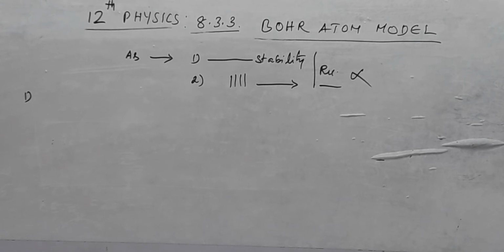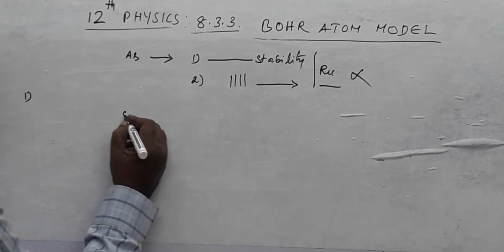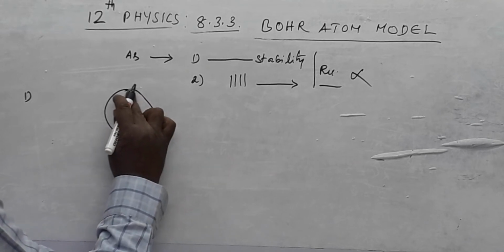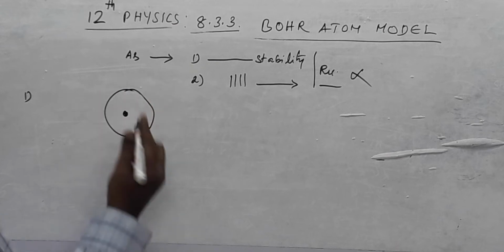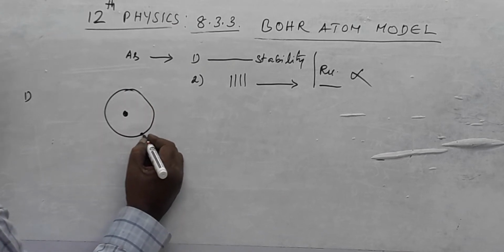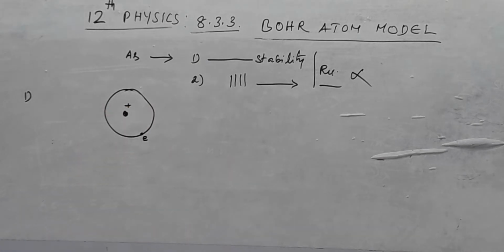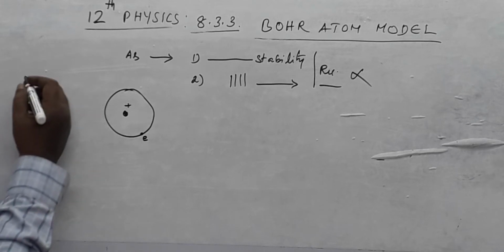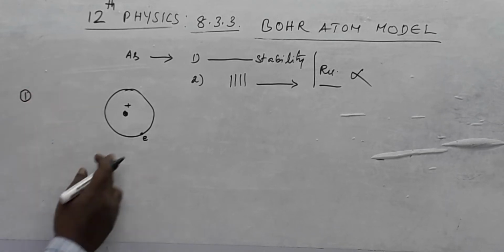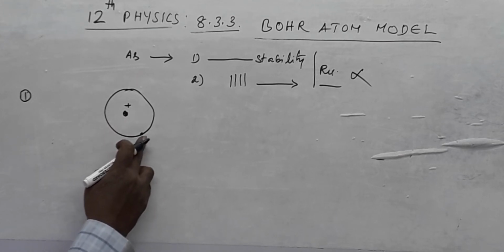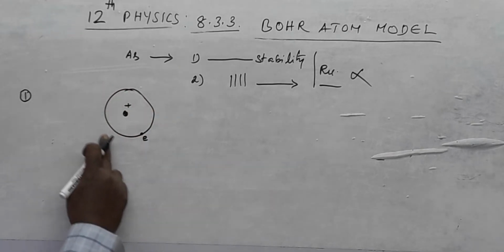electrons in an atom move around the nucleus. When we consider an atom, this is the nucleus, and you have to consider the orbit to be circular. Then electrons are revolving here, and the positively charged nucleus is here. As per Bohr's atom model, the first hypothesis is that the electrons are revolving around the nucleus continuously in a circular path.